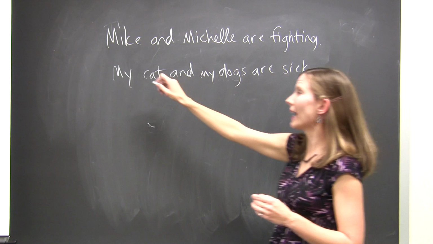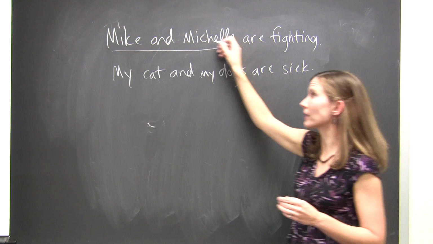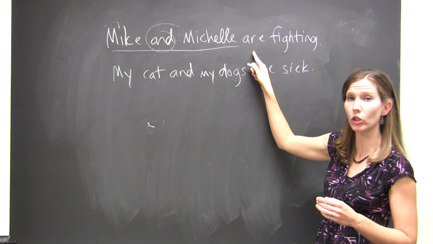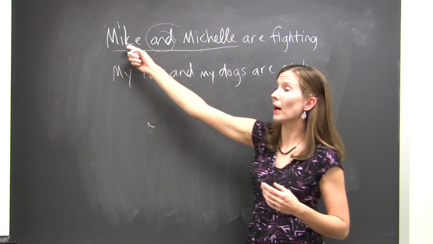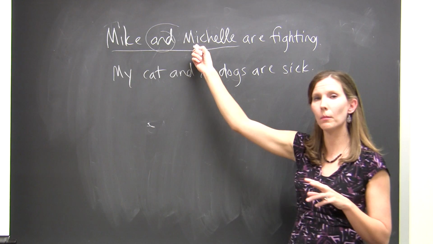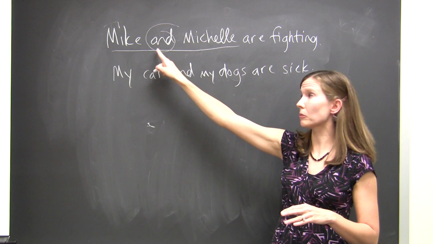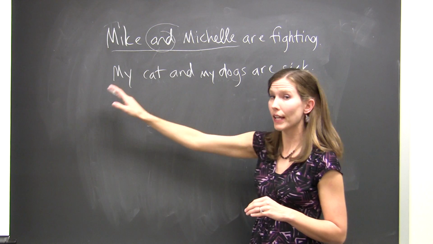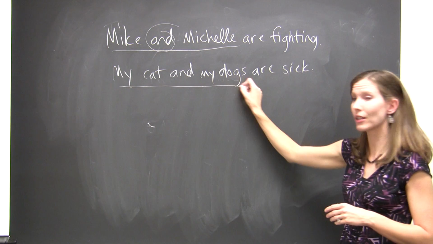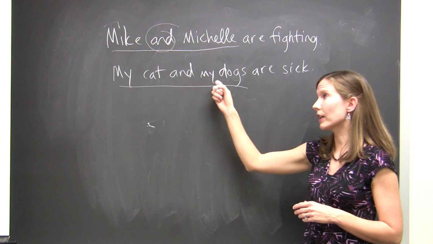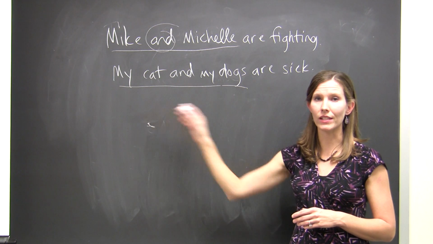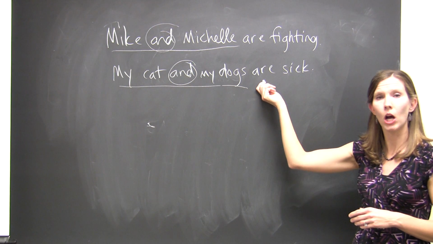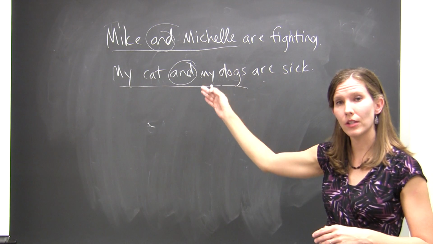Okay, in this first sentence, Mike and Michelle is my compound subject. Because it's joined with the word and, it's a plural subject, so it takes a plural verb, are. It doesn't matter that Mike by itself is singular and Michelle by itself is singular. Because they're joined with the word and, they become plural. A compound subject joined with and is plural. And that's also true if you have my cat and my dogs. Even though this is singular and this is plural, the whole thing together is still plural because it's joined with the word and, so it's going to take a plural verb, are. That's the rule with a compound subject joined with and.